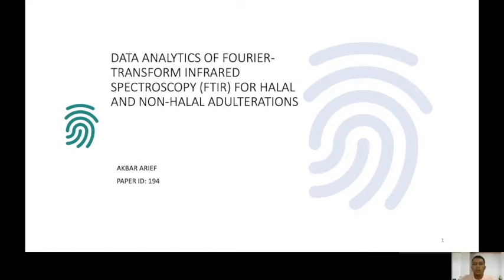So the FTIR itself is an instrument used to obtain an infrared spectrum of absorptions or emission of a solid, liquid, or gas object. And what we want to do here is that we try to scope our data sample into halal and non-halal objects only. Okay, I will talk more. We will deep dive more into this topic in the upcoming slides.